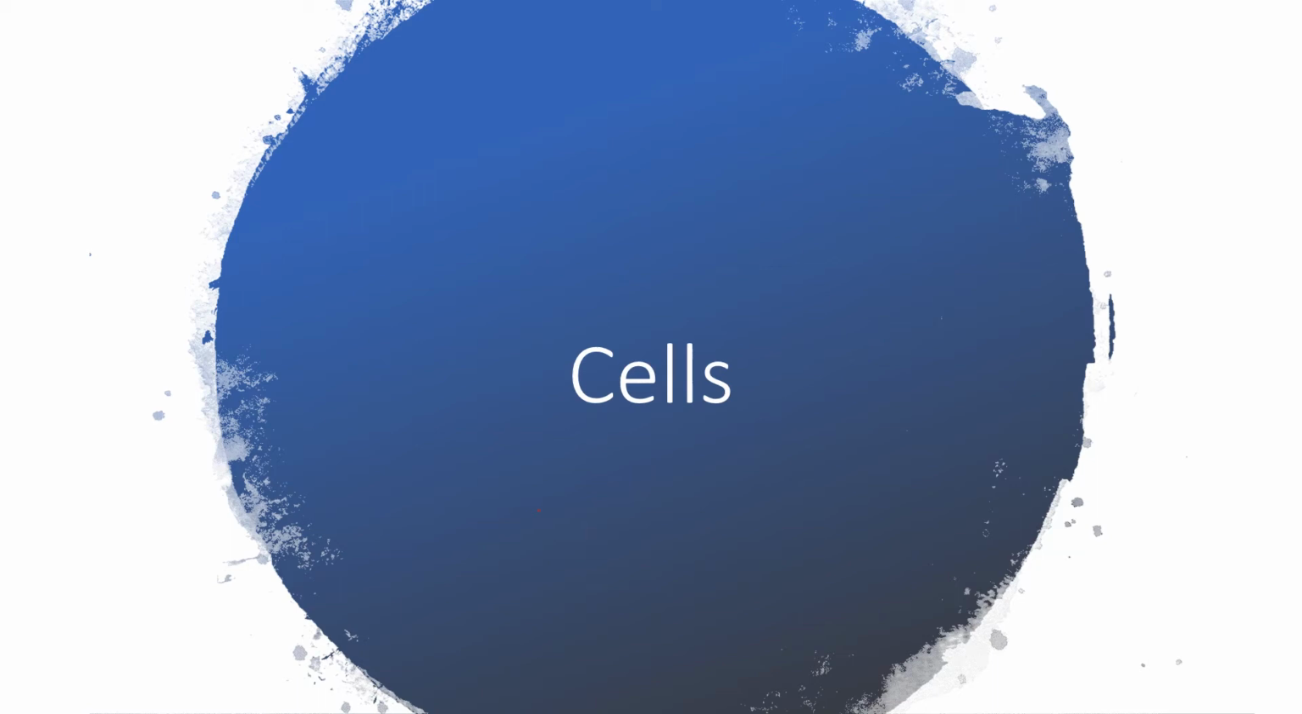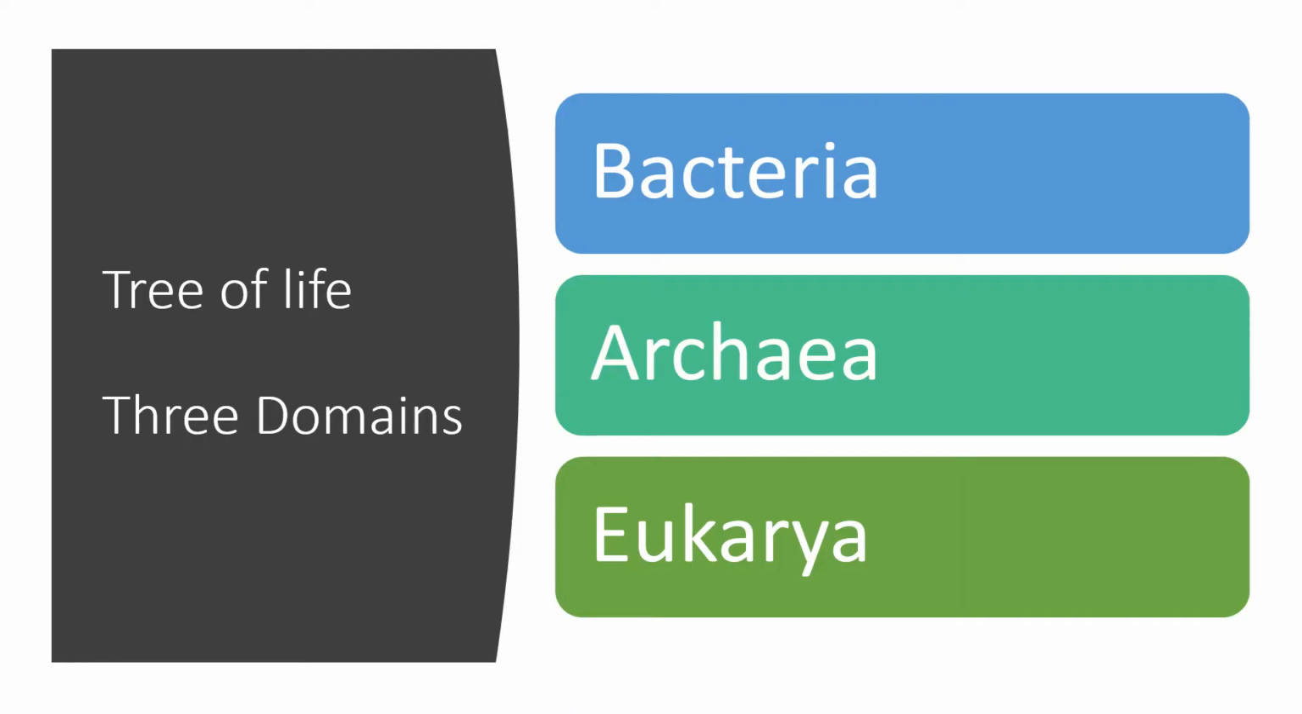Hello everyone! Today we are going to talk about the different types of cells. There are three domains out there. There is bacteria, archaea, and eukarya. Organisms that are under the two domains, bacteria and archaea, we refer to them as prokaryotes. Organisms under the domain eukarya are known as eukaryotes.